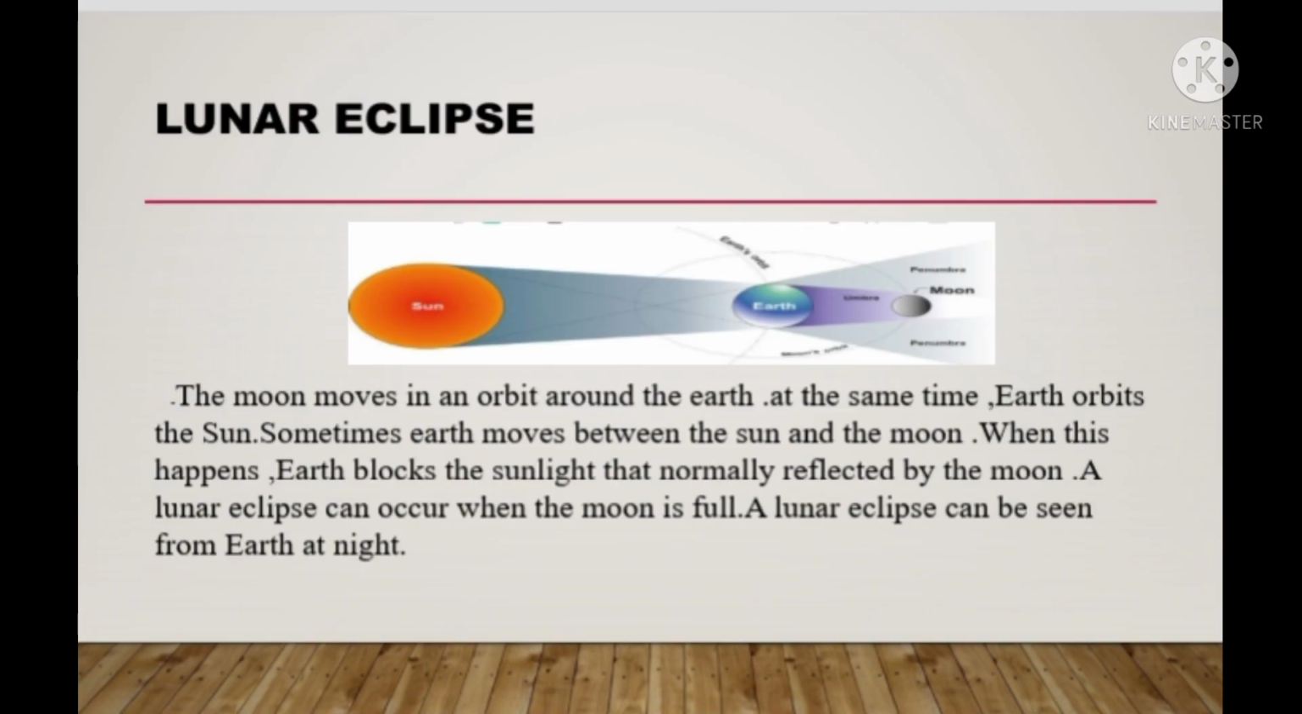The Moon is in an orbit around the Earth. At the same time, Earth orbits the Sun. Sometimes, Earth moves between the Sun and the Moon. When this happens, Earth blocks the sunlight that is normally reflected by the Moon. A lunar eclipse can occur when the Moon is full. A lunar eclipse can be seen from Earth at night.